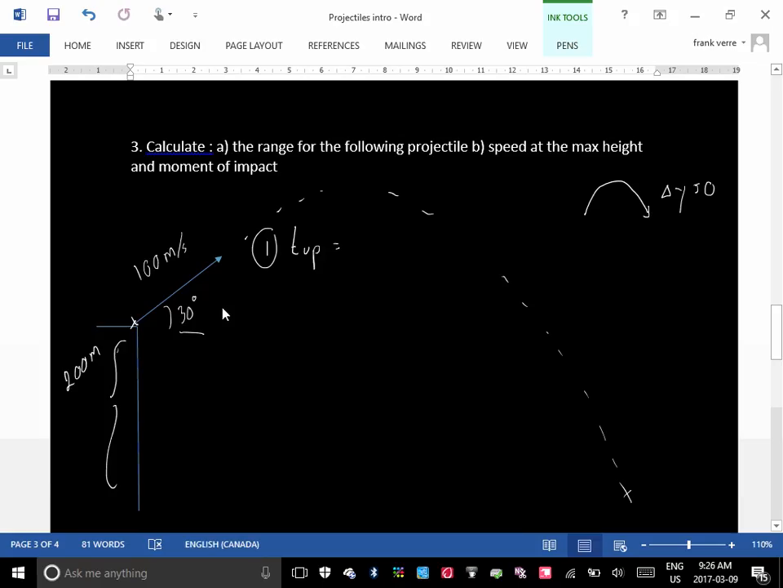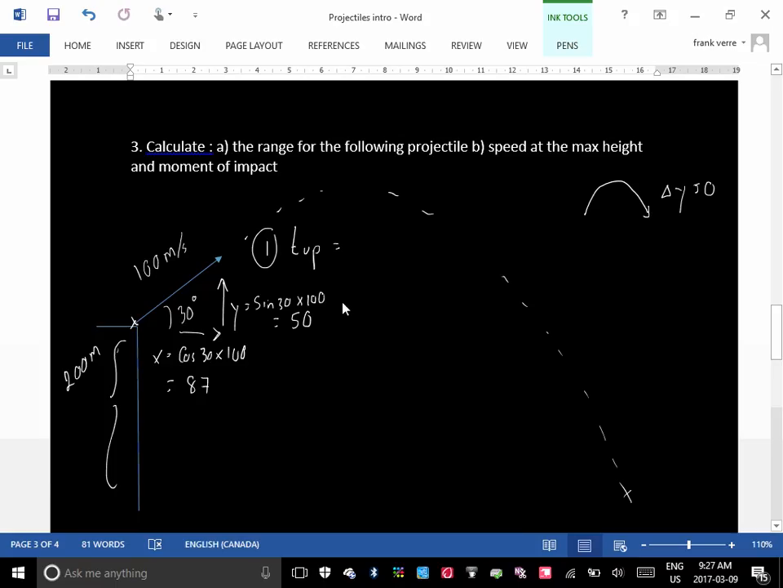But before we figure that out, let's actually break down this projectile into its x and y. So this y component would be a function of sine 30 times 100, and the x component would be a function of, because this is the adjacent side, cosine 30 times 100. So this is 50, and this is about 87. Okay? So we have a vertical component of 50 up, and we have a horizontal component of 87 to the right.